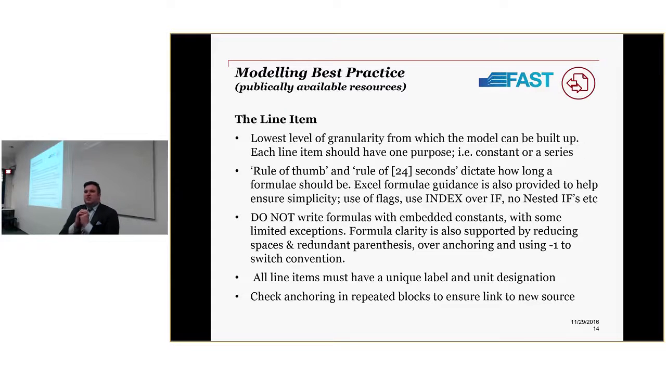The line item itself. Once again, I mentioned that we're going down to that level of granularity. So this is the basic, the lowest level that we can build it up. It says each line should have its own purpose. It should be a series of inputs, a constant number or a series of inputs across a time frame. The rule of thumb, or I've put in brackets there, the rule of 24 seconds, dictates how long the formula should be. Who put their hand up and seen an absolute monster of a formula?